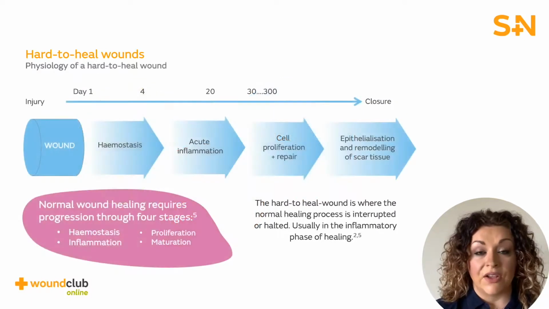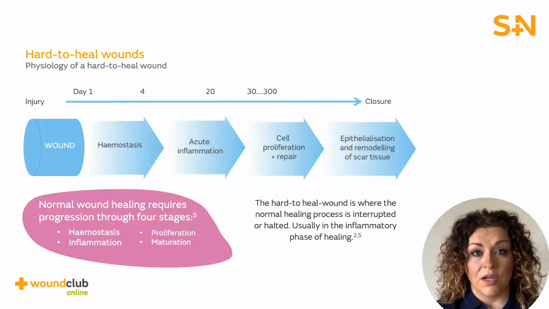Normal wound healing occurs in 4 phases: hemostasis, inflammation, proliferation, and maturation. These phases need to run in a sequential and orderly way in order to facilitate the wound to move into the next phase of healing.